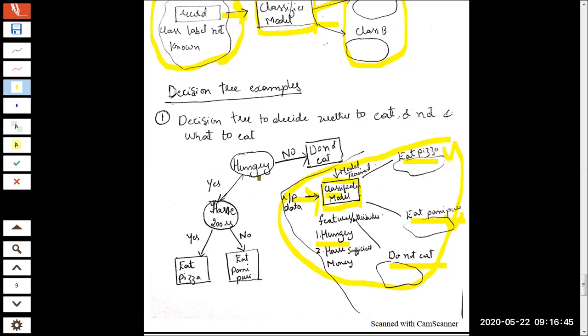So we selected a root node. The root node here was whether the person is hungry or not. If he is not hungry, we directly take him to the class: do not eat. So an easy, immediate decision could be made here. Now, this particular node that you are seeing, do not eat, is a leaf node. It is a class label.